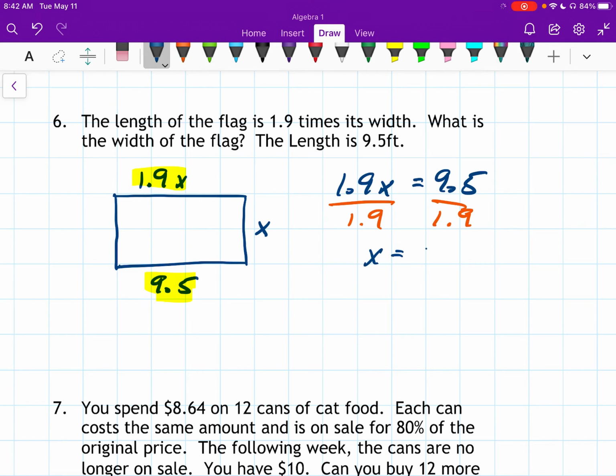So x equals 5. Now, we set it up in a way that the width, x, is what we had to solve for there. So that's what we got. And we got 5 feet. There we are.